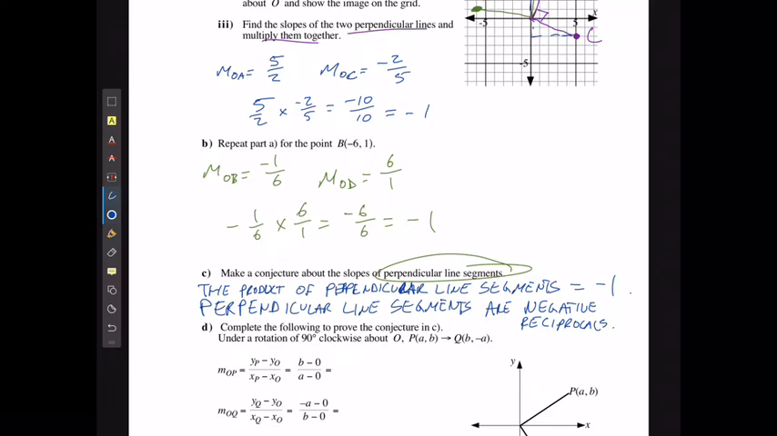Meaning that if one is positive, the other one has to be negative, and then I take the numerator and it becomes the denominator, and the denominator becomes the numerator. So if I had positive 5 over 3, then the other one would be negative 3 over 5. Or as we can see with the cases we had, positive 5 over 2 and negative 2 over 5. Negative 1 over 6 and positive 6 over 1.